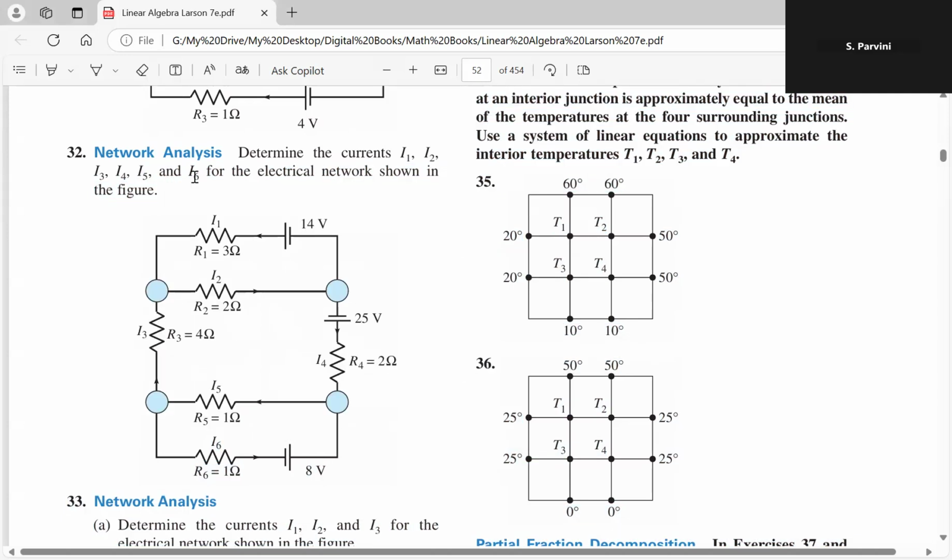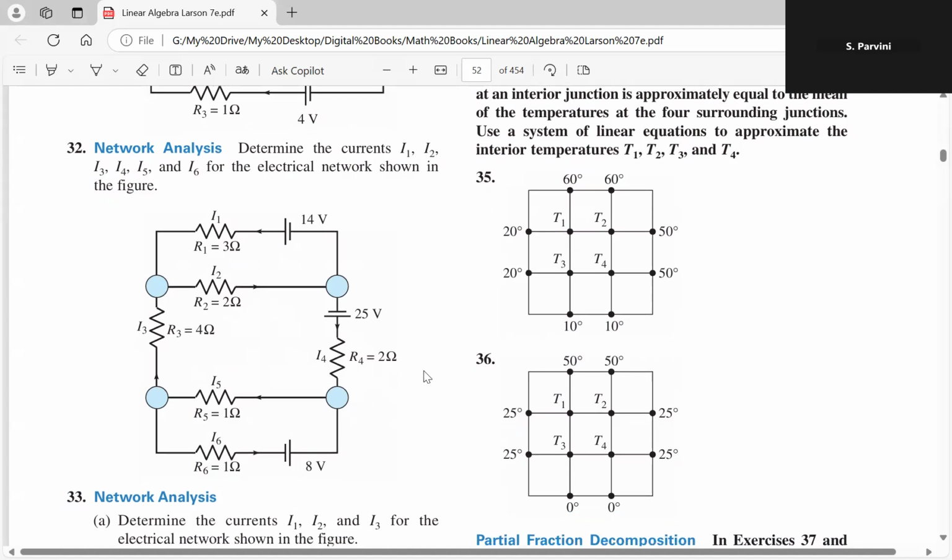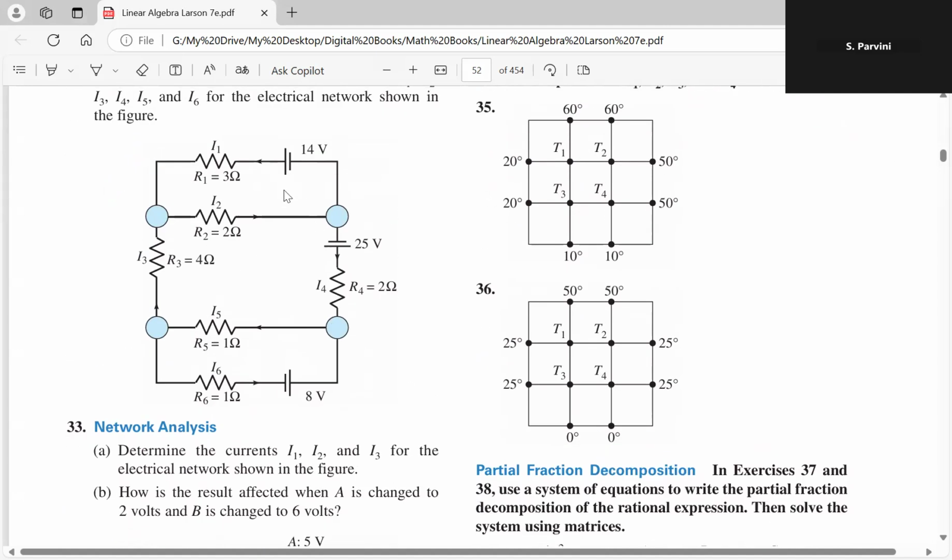Sorry, I1 through I6 for the electrical network shown in here. And there we go. We got this nice looking electrical network. Okay. Now, for this one, we do need to kind of draw the arrows ourselves. You remember in the example, he had those blue circular arrows that show the flow. So this is what I'm trying to do.